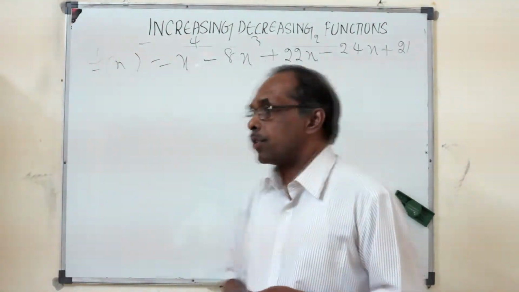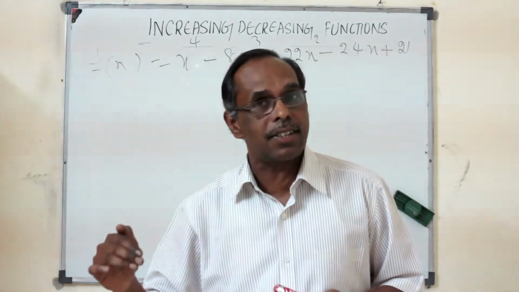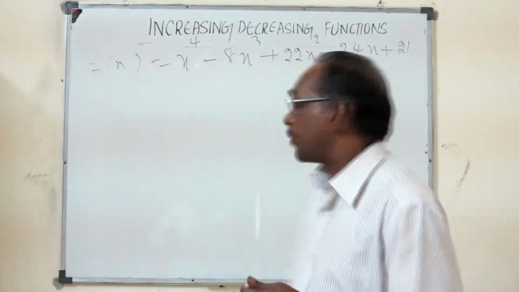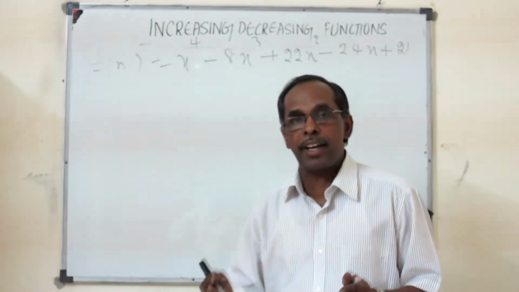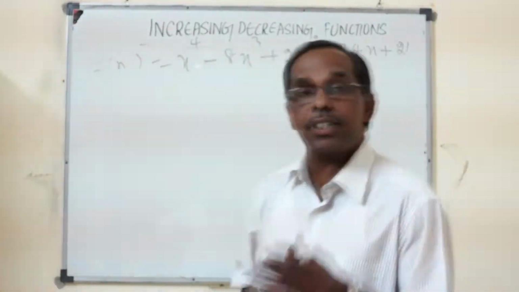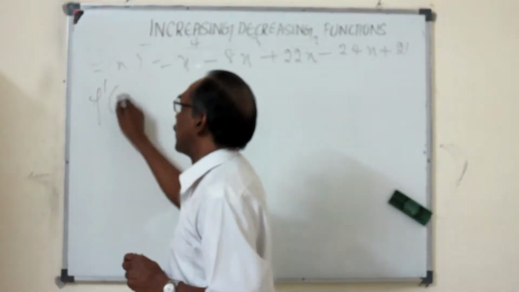Am I correct? So we are going to find out in which intervals the function is increasing and in which intervals the function is decreasing. For that I have to find the different intervals which can be obtained by using the turning points. So we have to find the turning points first of all. For that, we first find f dash of x.